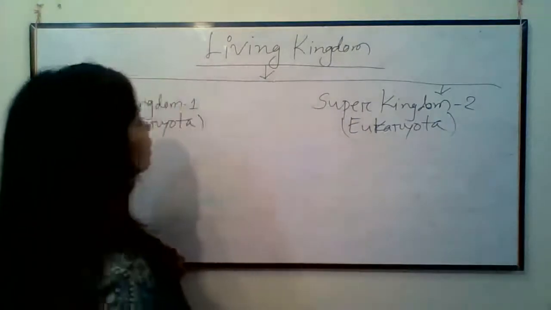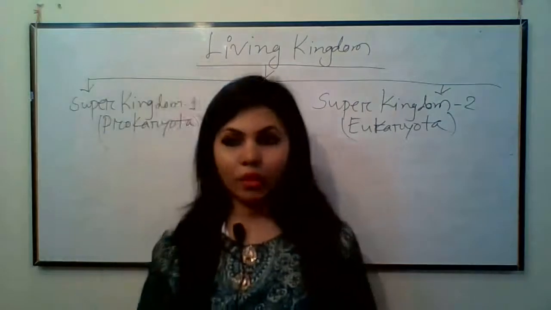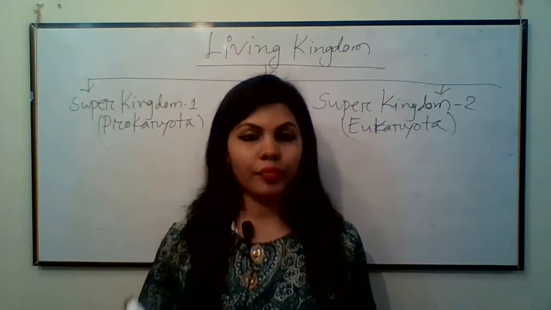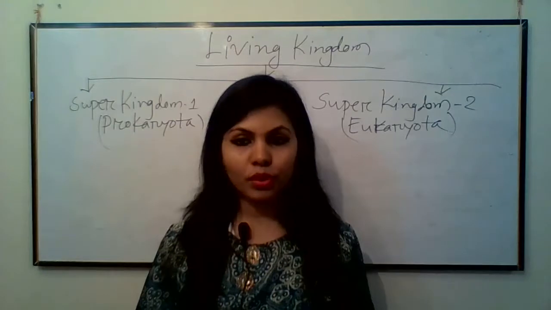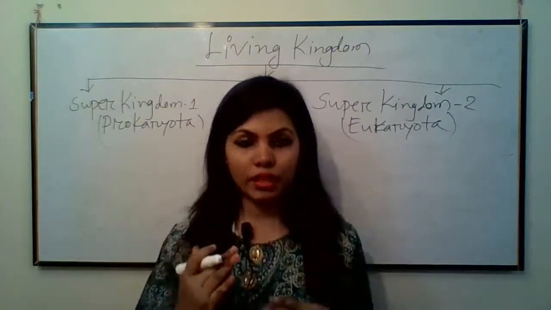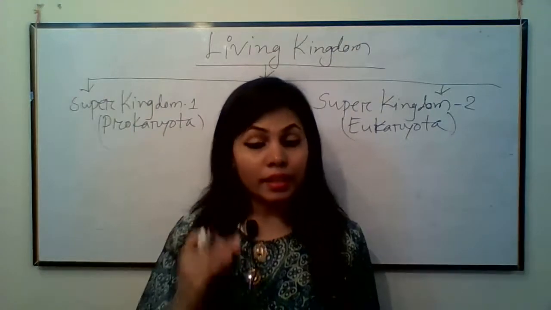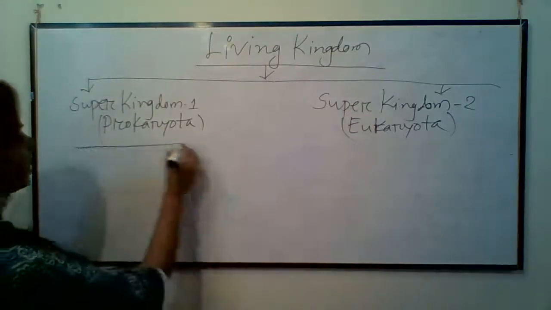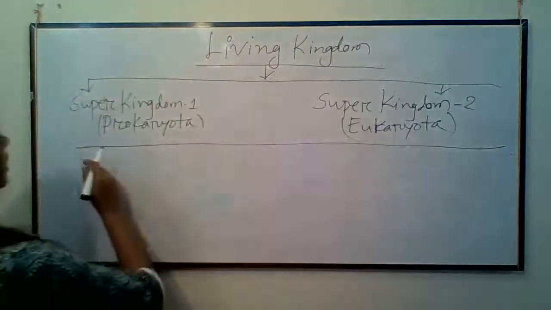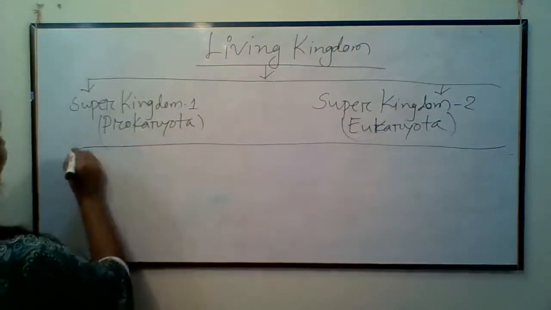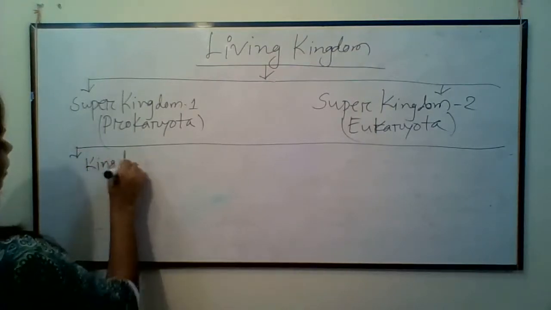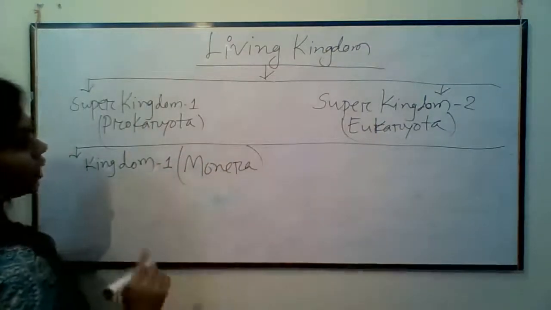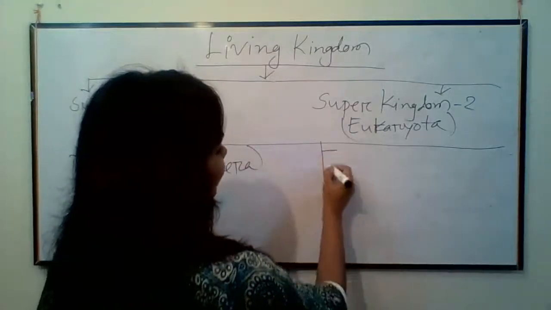Again, I'm telling you, the living organisms have now been divided into two super kingdoms, Super Kingdom 1 and Super Kingdom 2. And all living organisms are grouped into five kingdoms under these two super kingdoms. Under Super Kingdom 1, that is actually Kingdom 1, that is Monera. And the other four kingdoms are under Eukaryote.